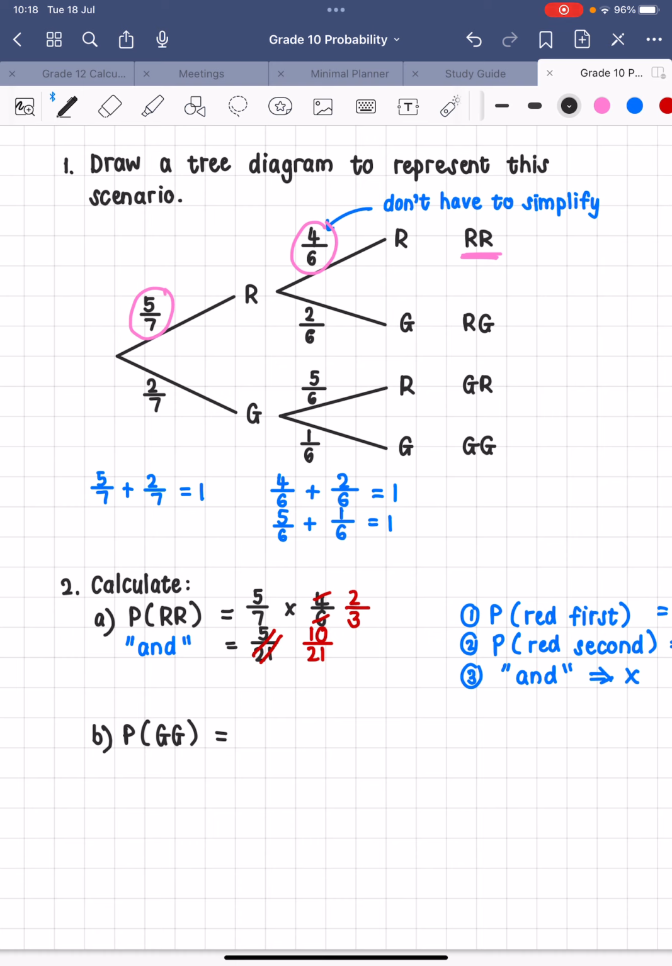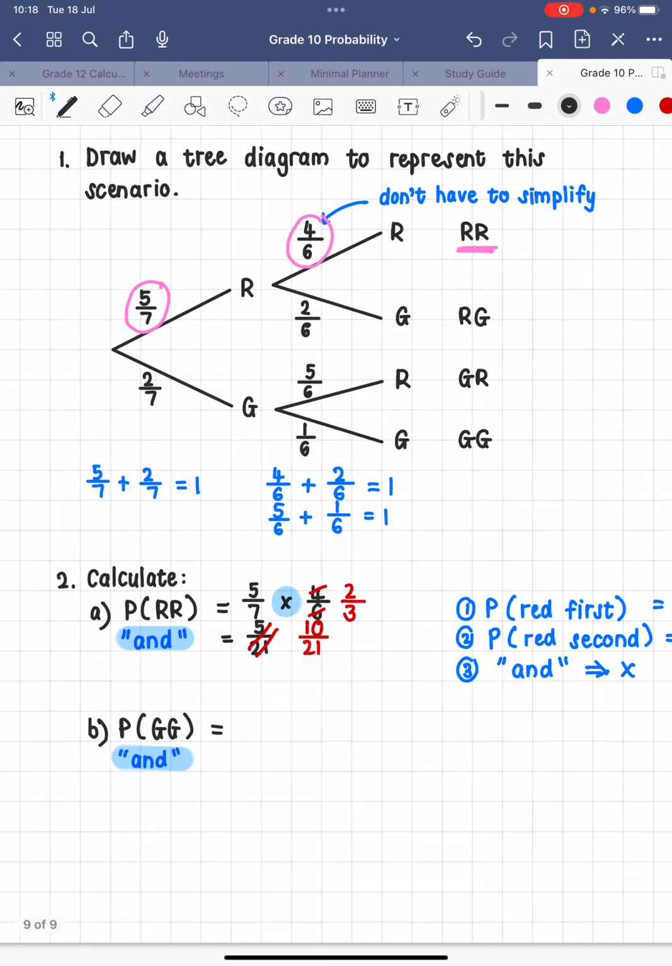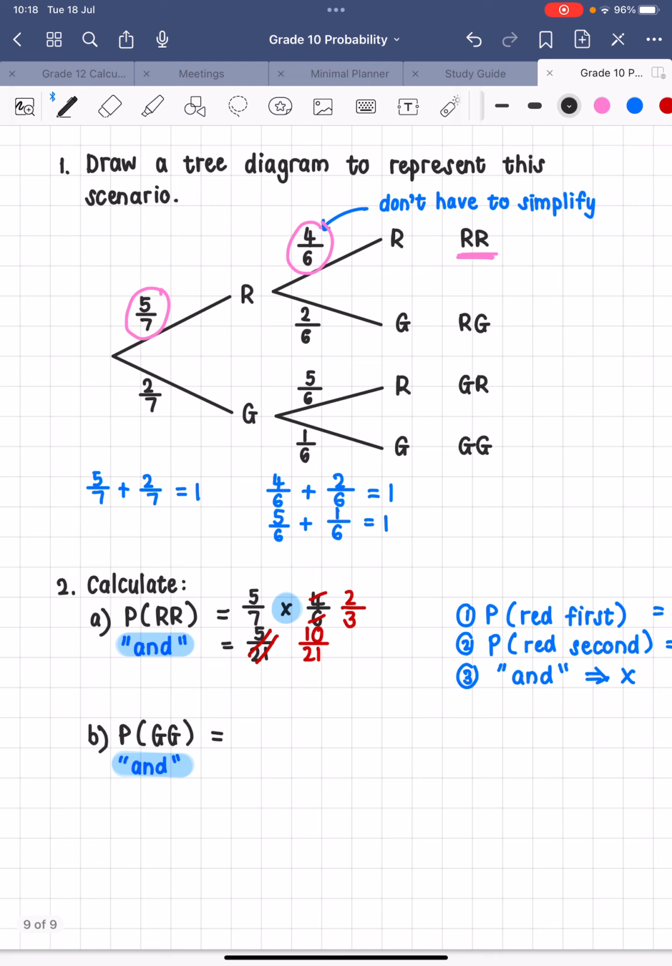Now guys, 2 green sweets, that again is an and question because the first sweet is green and then the second sweet is green as well. So I'm going to write underneath again, and I'm just going to highlight this times and the and there. For an and question, we are always going to times. We're going to multiply. So now let's try and do this without actually looking at our tree diagram. I know we have a tree diagram, but let's try and do it without.